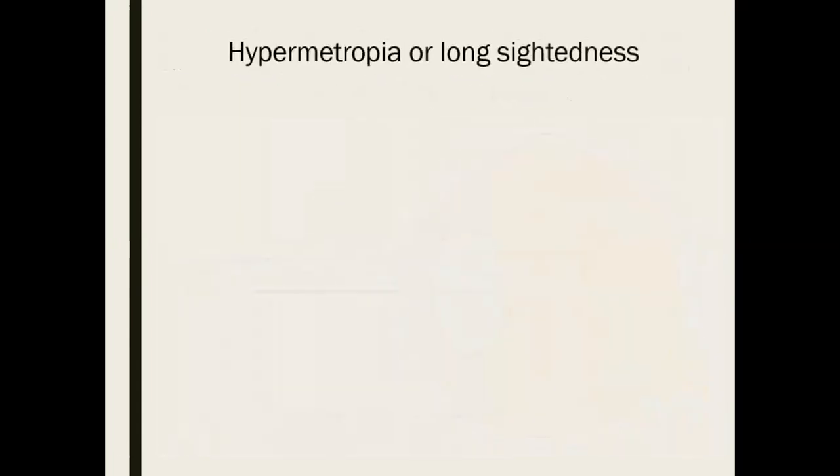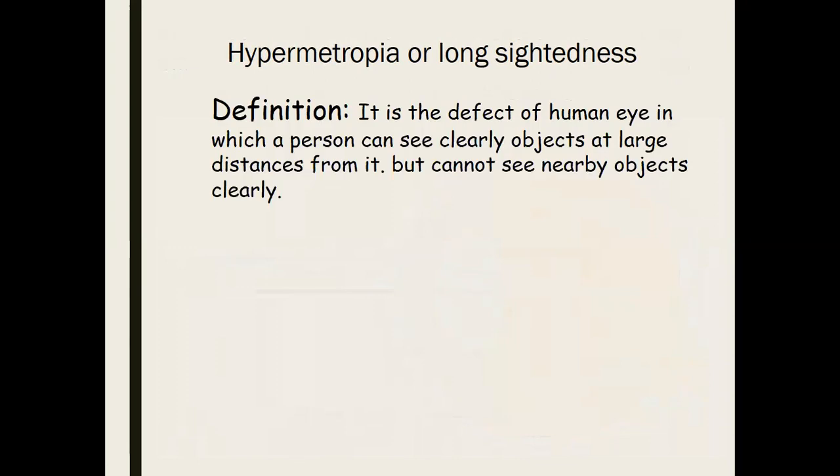Now what are the defects? The first defect is hypermetropia or long-sightedness. So what is the definition of that? It is the defect of the human eye in which a person sees clearly the objects at a large distance, meaning the distant objects are seen clearly, but the person is unable to see the nearby objects clearly.